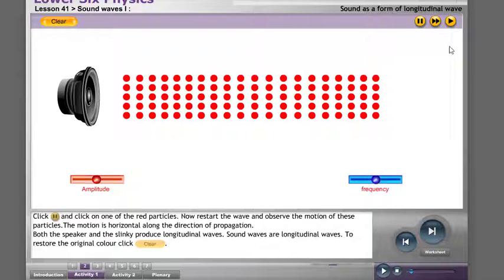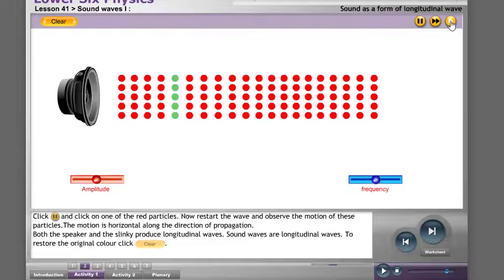Click pause and click on one of the red particles. Now restart the wave and observe the motion of these particles. The motion is horizontal along the direction of propagation. Both the speaker and the slinky produce longitudinal waves. Sound waves are longitudinal waves. To restore the original color, click clear.